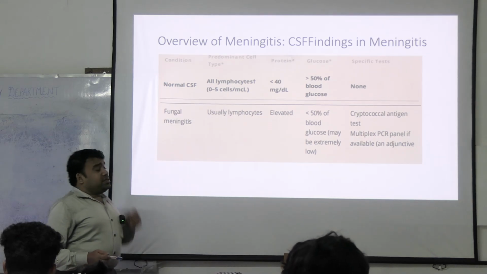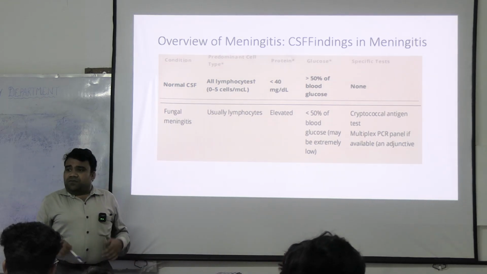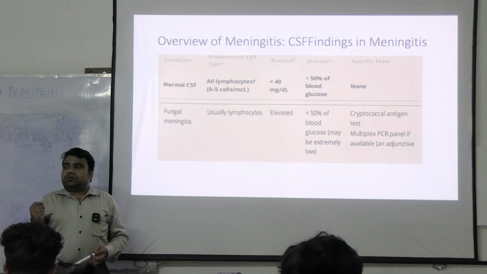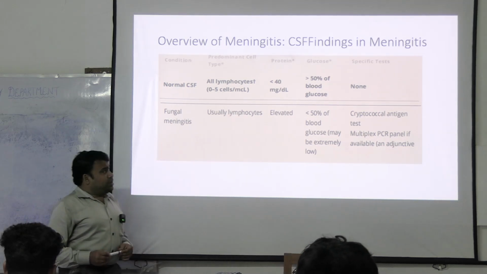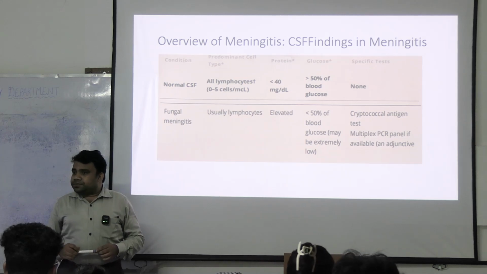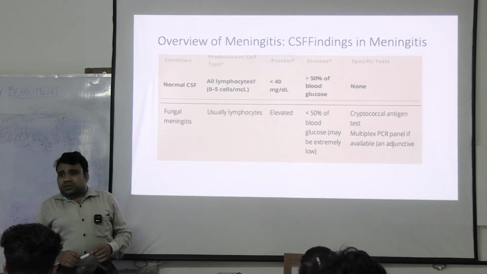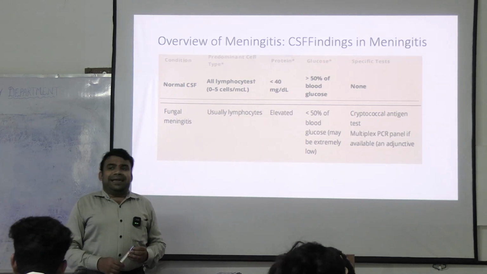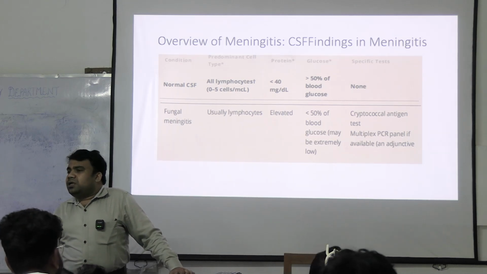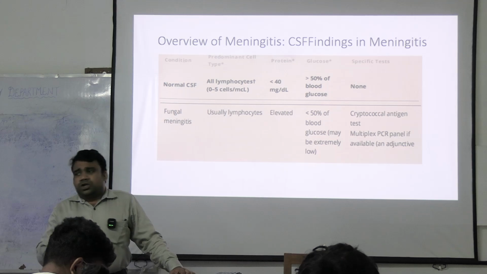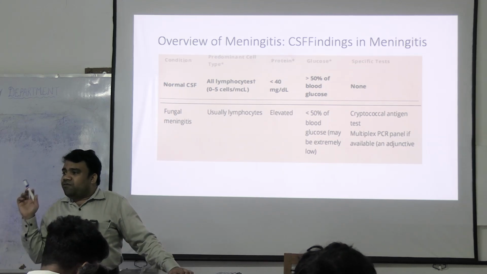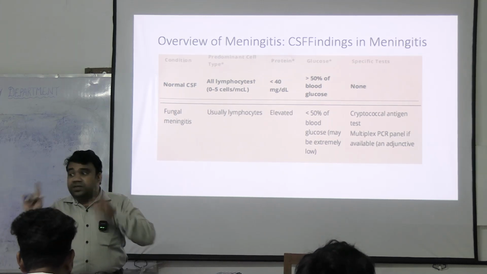In case of fungal meningitis, fungus will also be reflected by an increased number of lymphocytes, increased protein and decrease in glucose. This picture will indicate to you whether it is a bacterial meningitis or a viral meningitis or a tuberculous meningitis or a fungal meningitis. This is the first step.